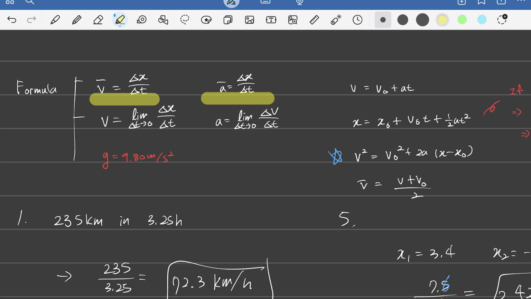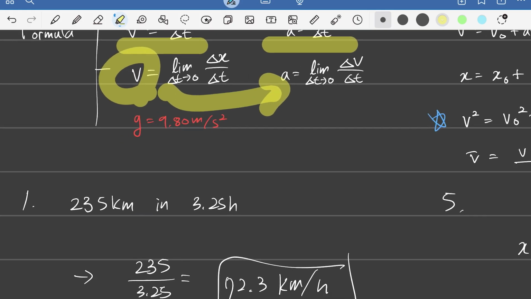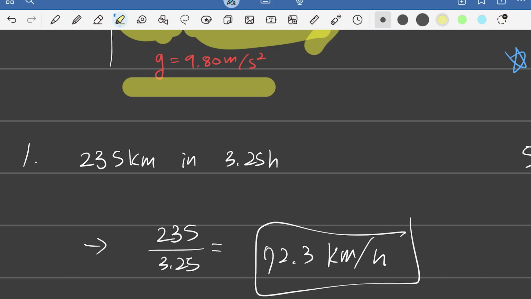Velocity would be the limit of when the delta time goes... I mean, this is the instantaneous velocity. Instantaneous velocity would be the limit as t approaches 0 of delta x divided by delta t. And the acceleration would be dividing that by delta t. And g, which we refer to as gravity, is 9.80 meters per second squared. Sometimes in your AP Physics exam, they usually tell you to use 10.0 meters per second squared. You should always read the question for this.